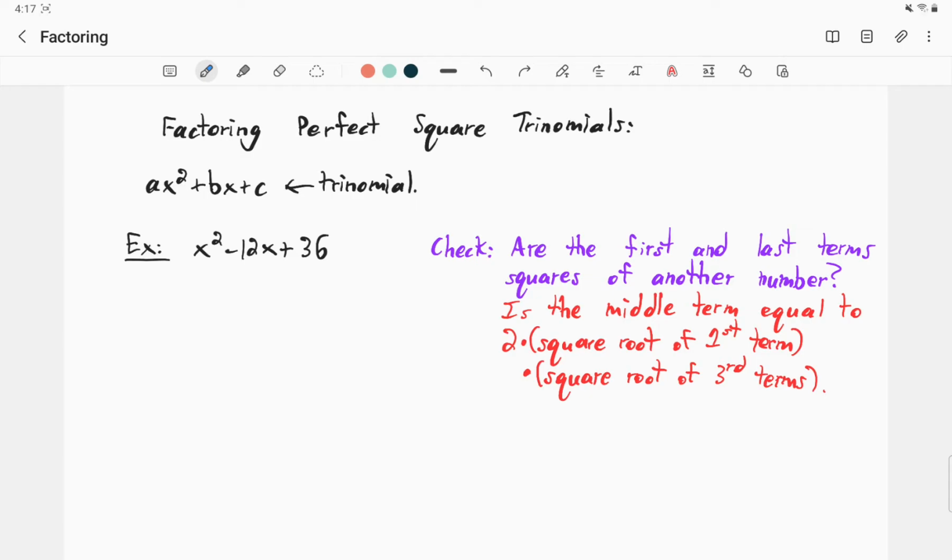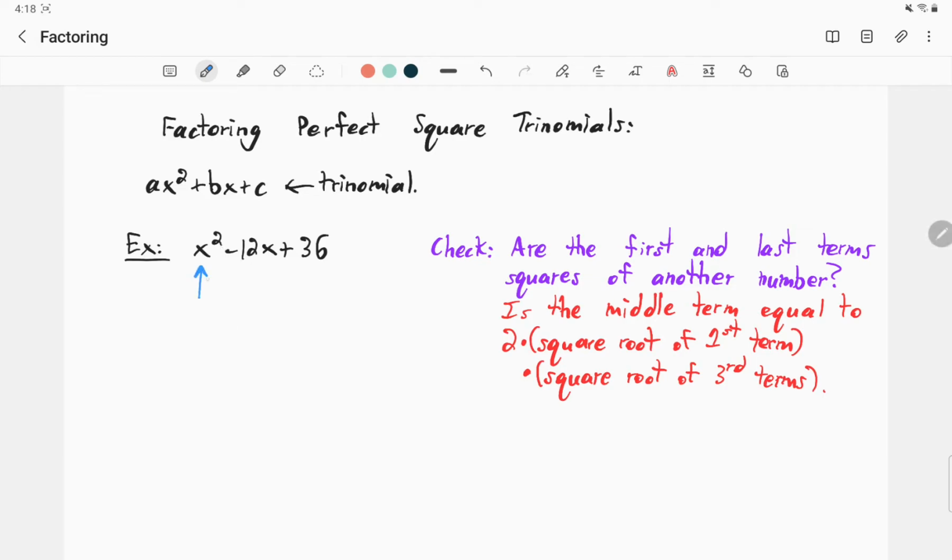So like everything I do on this channel, let's start with an example. Now stay tuned, I'll do more examples even in this video, so it's worth watching to see more than one example. So you check, are the first and last terms squares of another number?